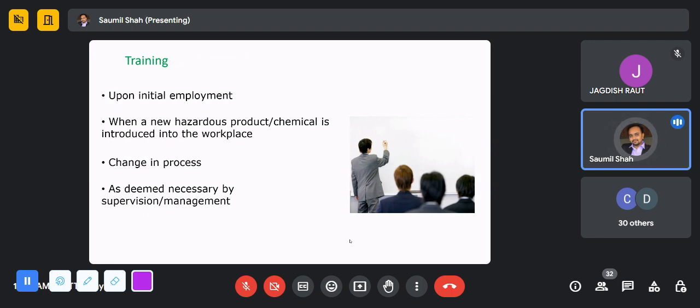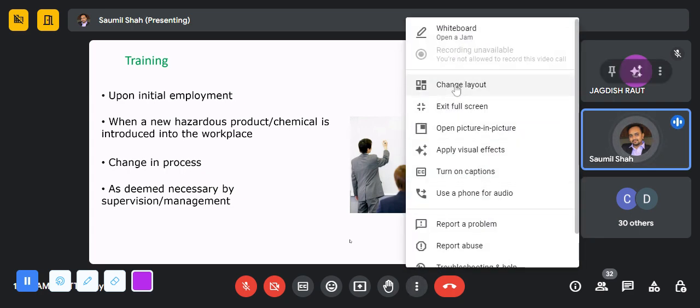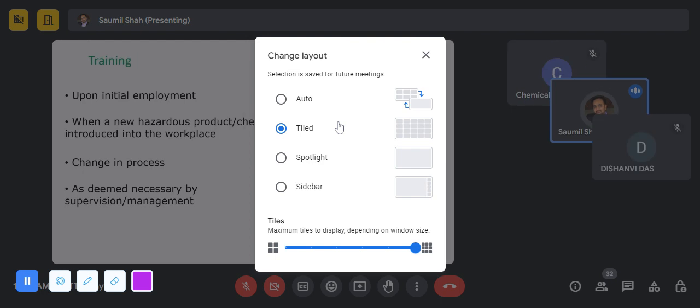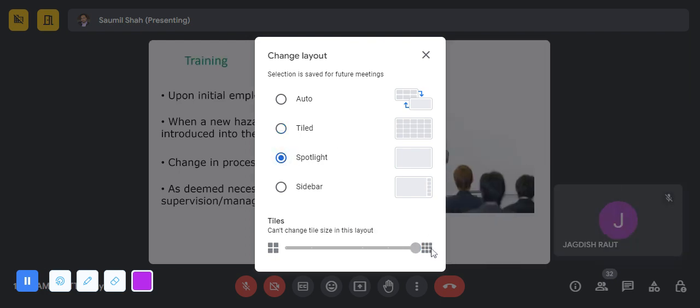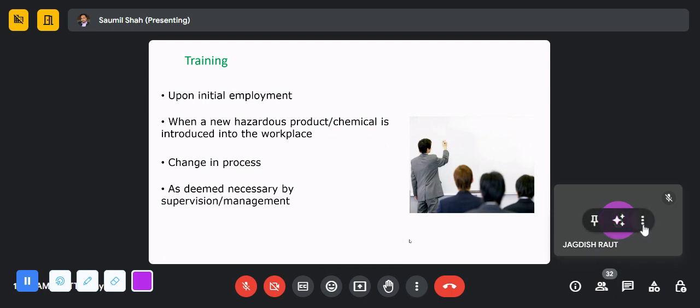Training. When is this training required about hazard communication? When any new employee joins, as a trainee or as an experienced person, it is required to know about the chemicals being handled at their site. So at that time training is required. When you are introducing any new product or new raw material in your industry, for some new plant, at that time this hazard communication training is required.